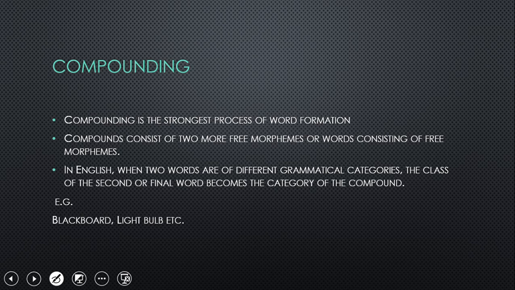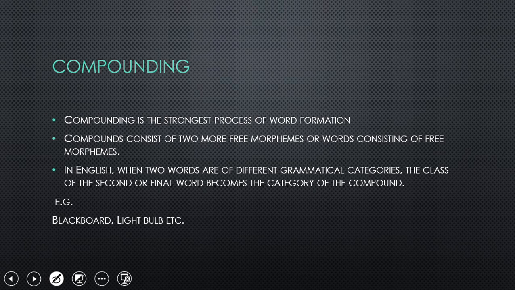Compounding is actually the strongest process of word formation. Two or more morphemes attach to each other to form another word, and those morphemes will both be free morphemes. You cannot say that there would be a bound morpheme and a free morpheme attached to each other. No, both of the morphemes would be free morphemes. So in English, when two free morphemes are attached to each other, the second or final word will decide the category of the compound, that is, to which grammatical class it would belong.